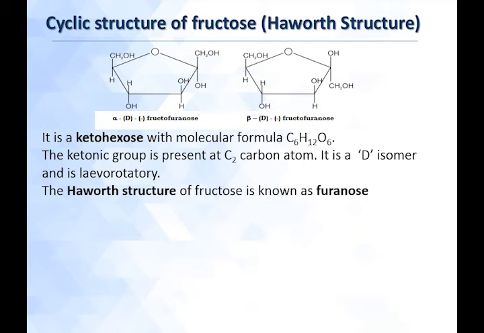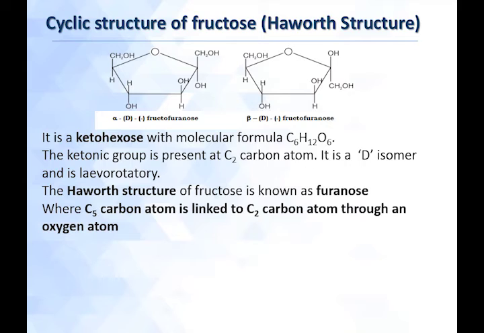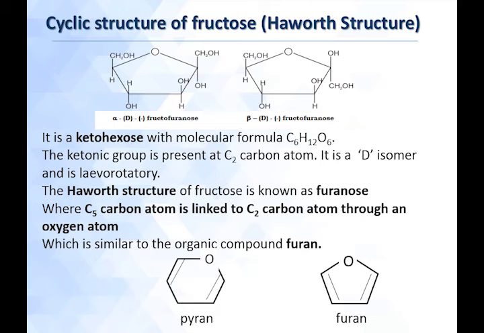The Haworth structure of fructose is known as furanose, where carbon-5 is linked to carbon-2 through an oxygen atom. So fructose is similar to the organic compound furan. We've got here the structures of pyran and furan.